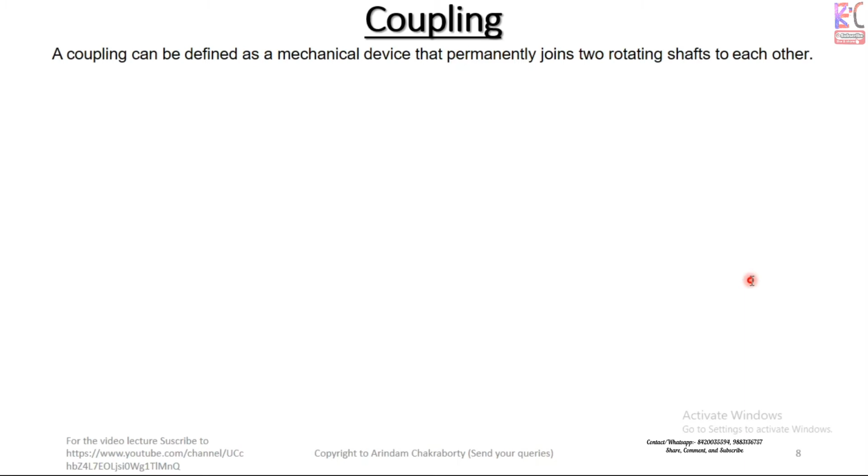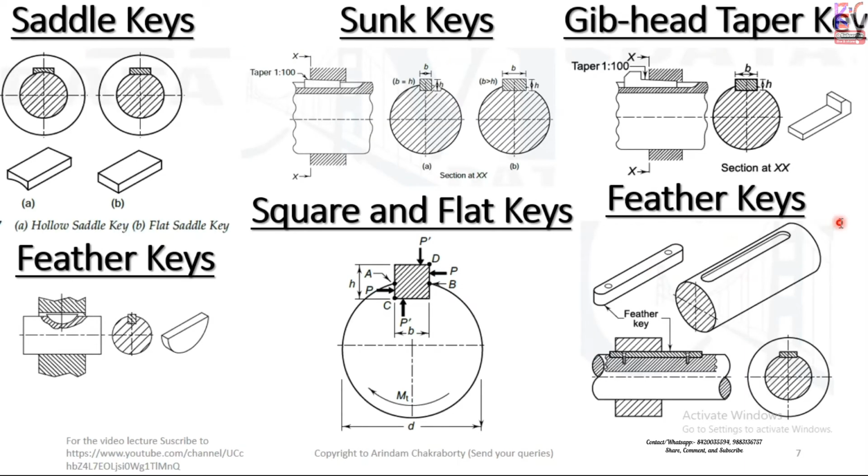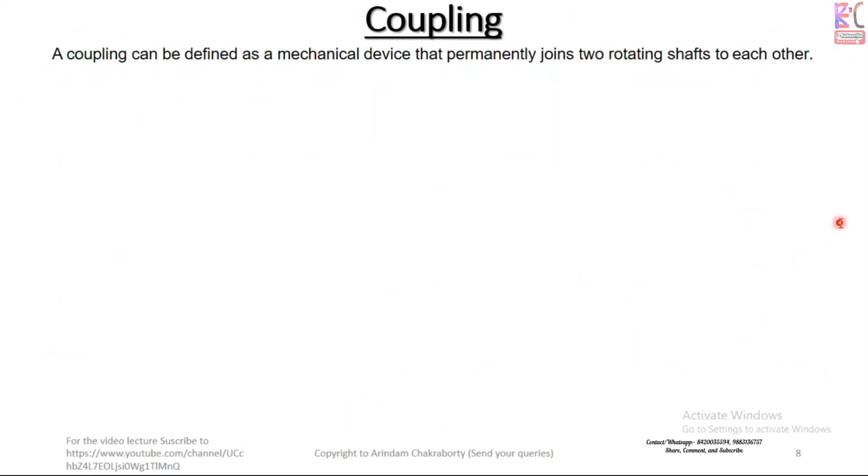So what is coupling? This is about keys, and what are couplings? A coupling is a system or an object which connects two shafts. If there is a long shaft, you can't make a shaft of 10 meters or 30 meters continuously, because the shaft will have a tendency to bend due to its self weight.